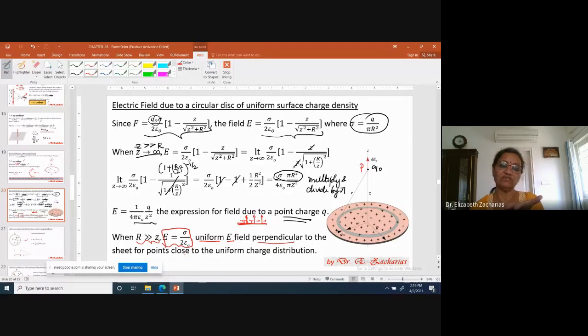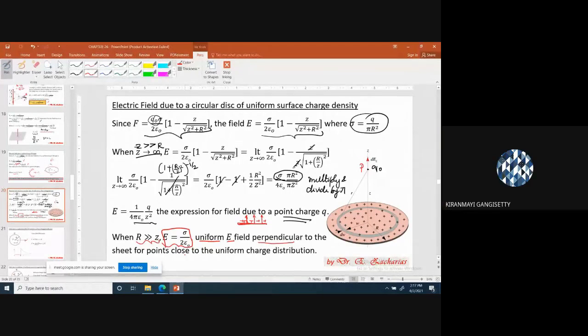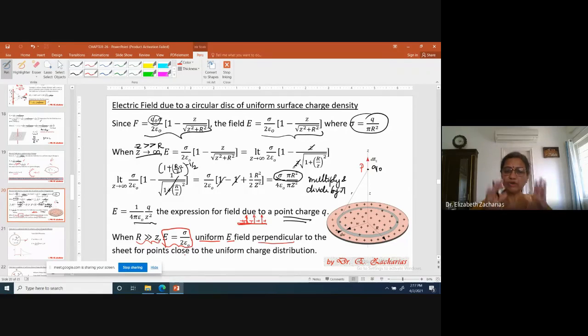If instead of a positively charged plate, you had a negatively charged plate, can someone answer this? What will be the direction of electric field if it's a negatively charged plate? Towards the surface. Please remember, from positive charge, electric field always goes out. To negative charges, it always comes in. That's the golden rule to know.